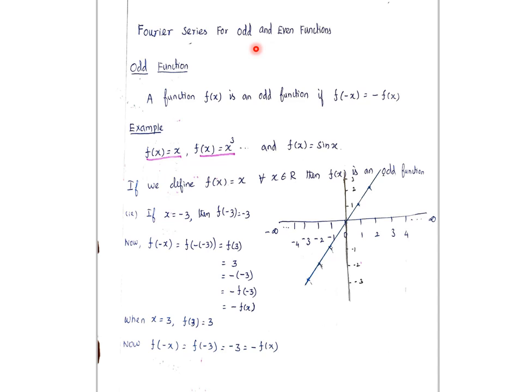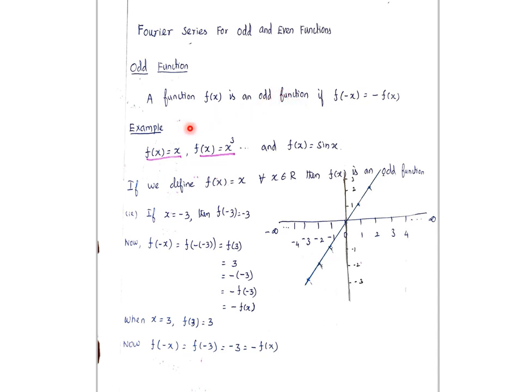So first let us see what is an odd function. A function f of x is an odd function if f of minus x equals minus f of x. If this condition is satisfied for every value x, then we can say that the function f of x is an odd function.